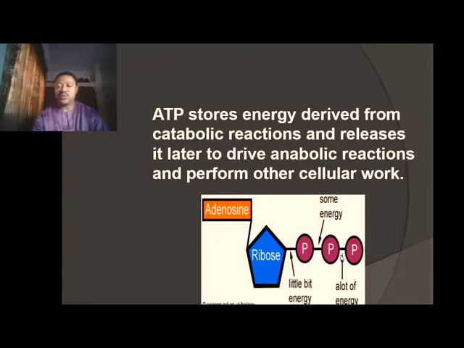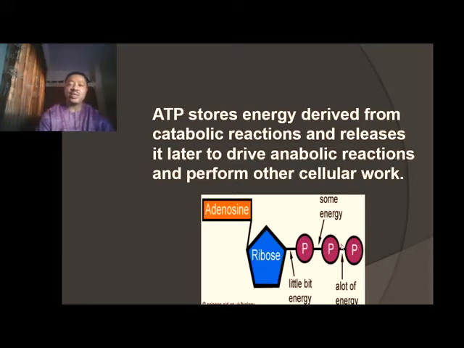Now, when this bond is broken, a lot of energy is generated. It is this stored energy that will be used in driving the anabolic reactions that we're talking about. If, on the other hand, the bond is broken at this position, energy is also released, but not as much as what will be released if this terminal bond here is broken.